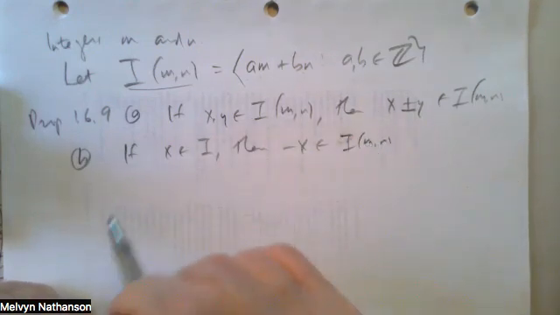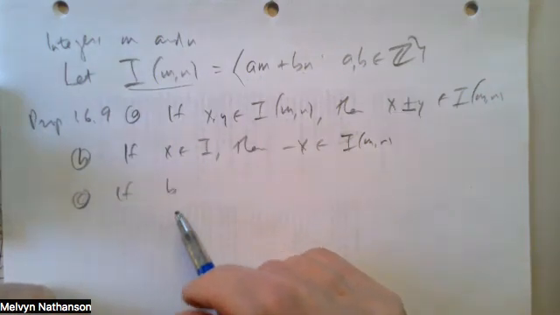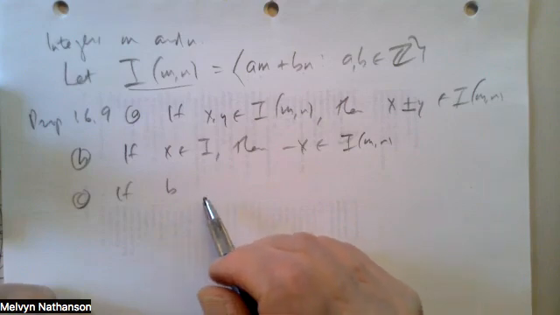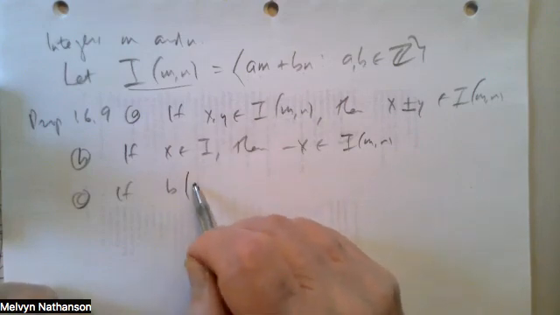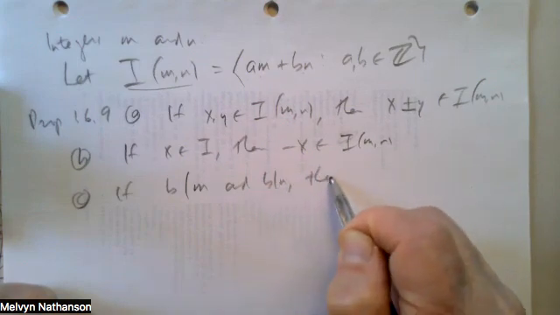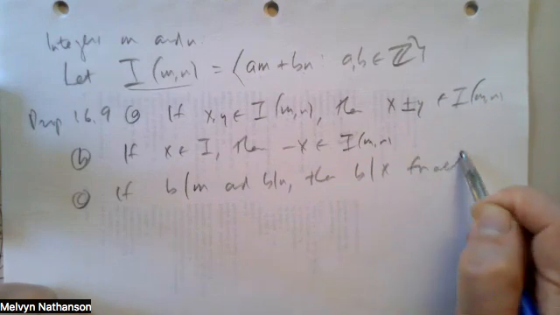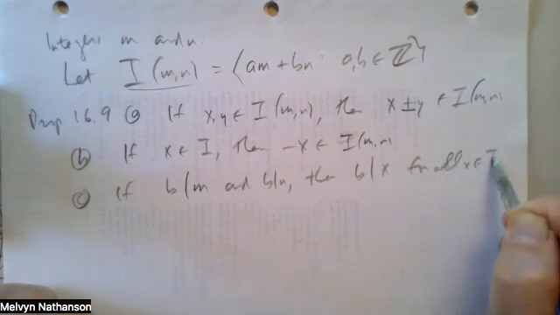And if b is a common divisor of m and n, not necessarily the greatest common divisor, but if b divides m and b divides n, then b divides x for all x in this set I.